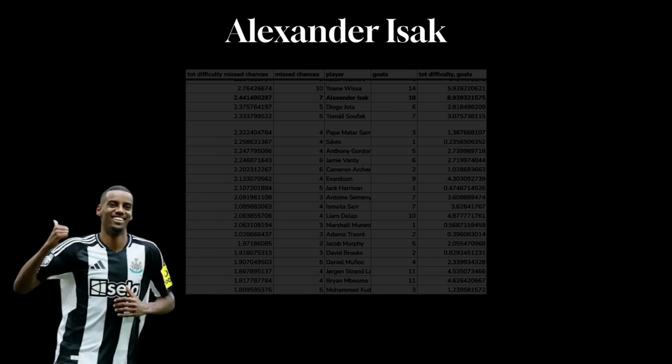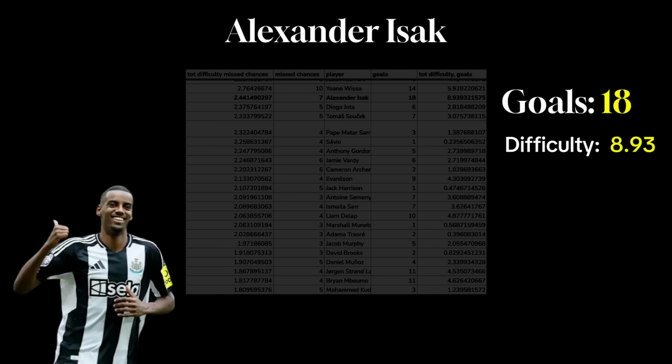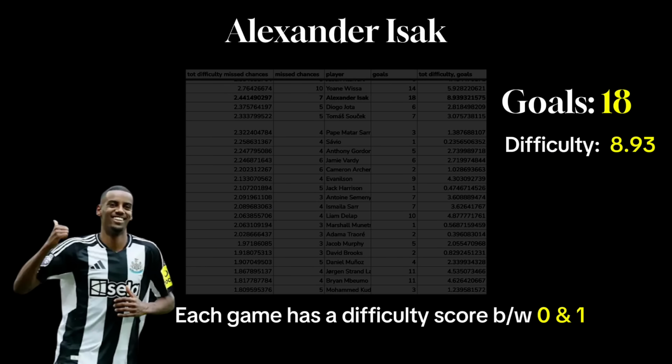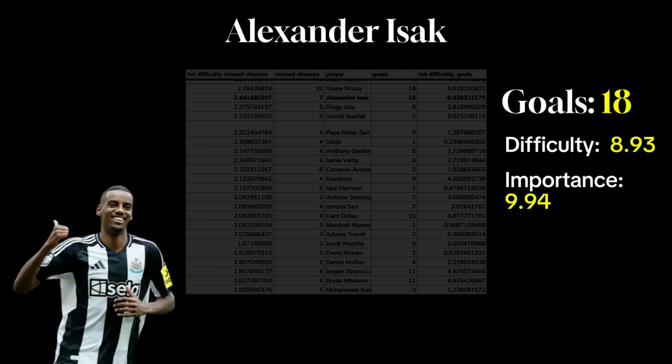In the first 30 games of this season, he scored 18 non-penalty goals. From those goals, he racked up a total difficulty score of 8.93. Remember, although the difficulty scores are from 1 to 7, once you normalize it, it becomes a score between 0 and 1, where 0 represents the worst team you've ever seen, and .99 represents 2009 FC Barcelona. As for the total importance score, the expected points added, he ended with a score of 9.94.